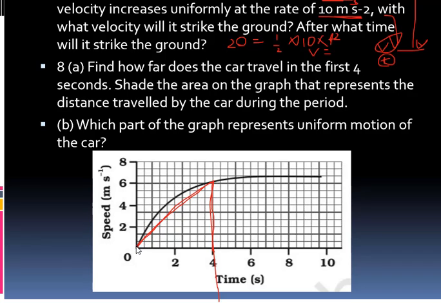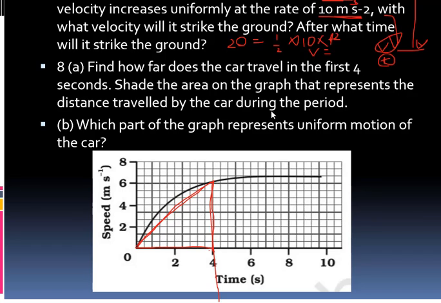In your exam also, if this type of question is asked, you consider this one as a straight line. Otherwise, the knowledge right now we are having, we will not be able to solve it. We'll skip this part. So this becomes a right angle triangle. So half into base into height, half into 4 into 6. So 6 into 2, that is 12. So 12 meter. So for the first 4 seconds, the distance traveled by the body is 12 meter.